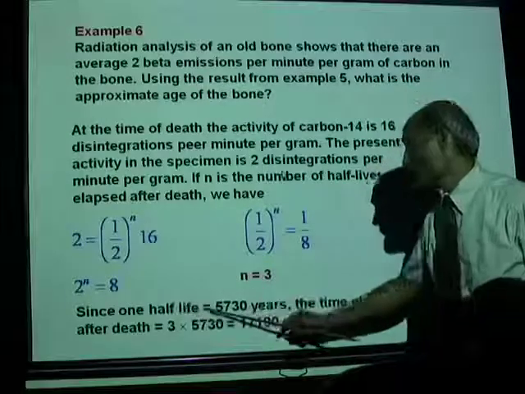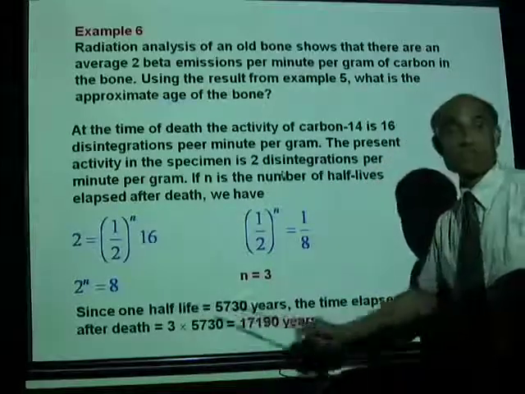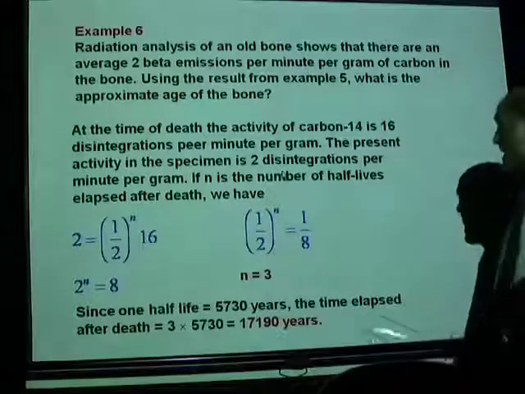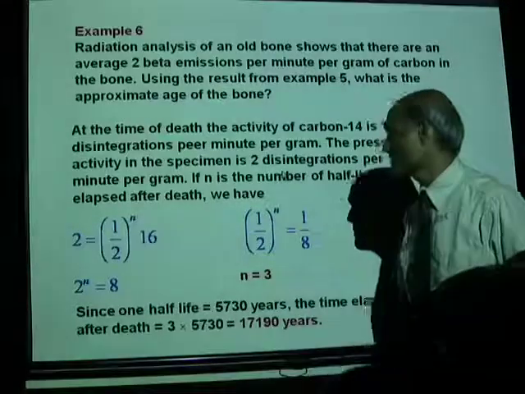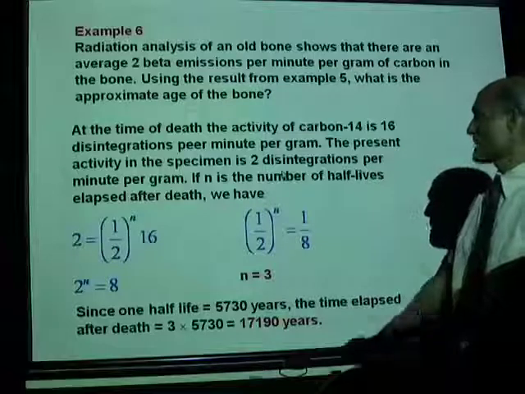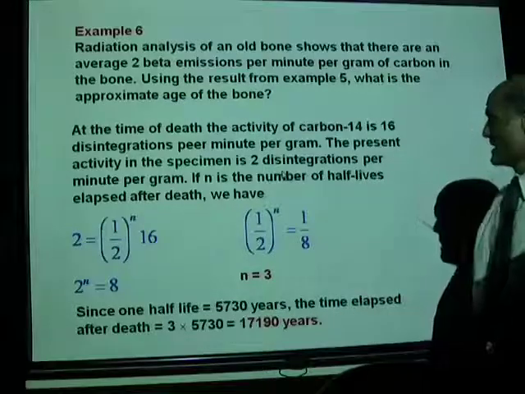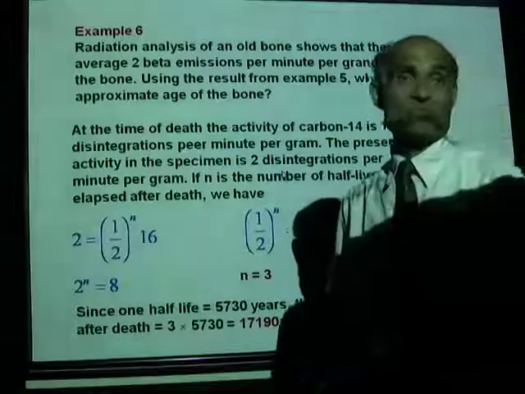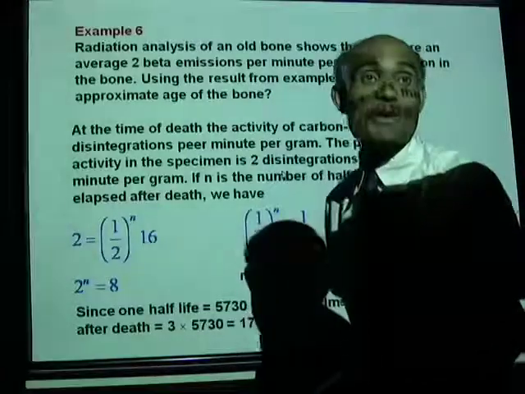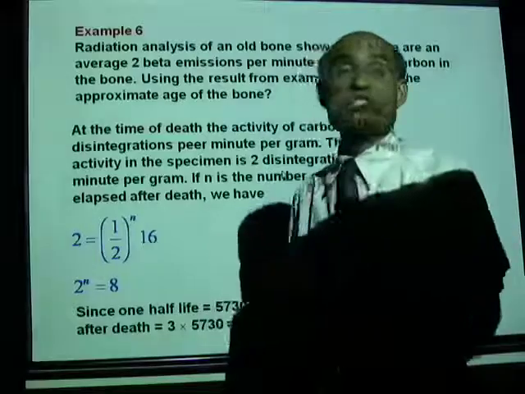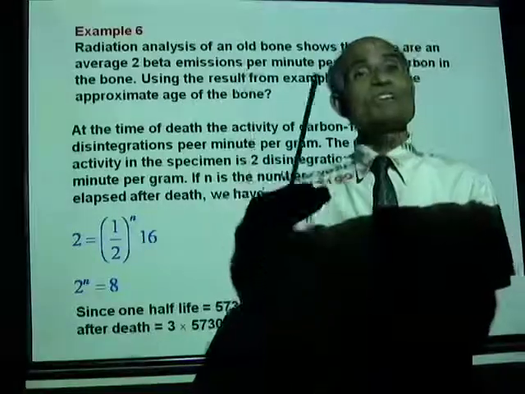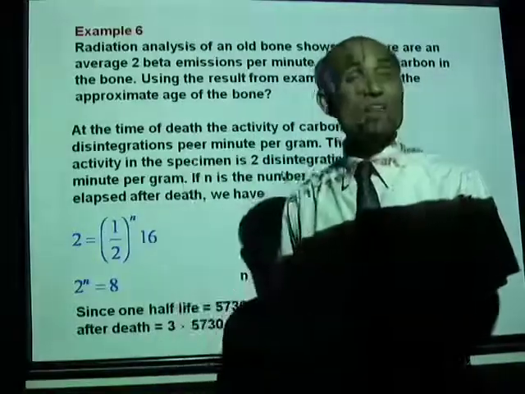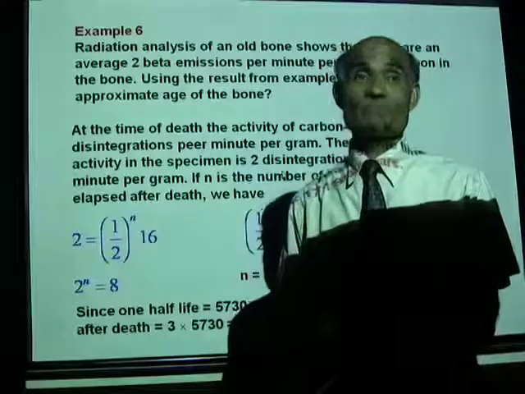So, since one half-life is 5,730 years, the time elapsed after death is 3 times 5,730, which is 17,190 years. You can see how easily we can actually judge the age of things that were dead a very, very long time ago. And it is very accurate.